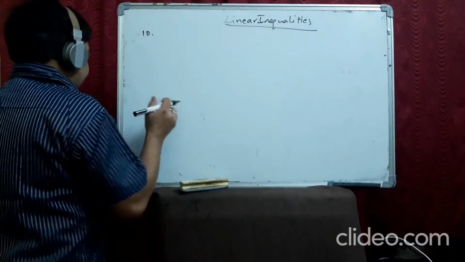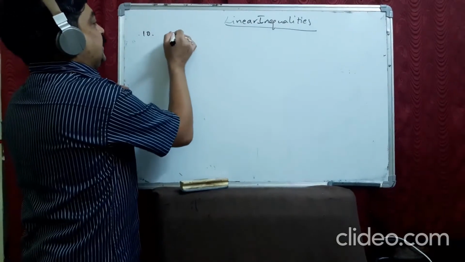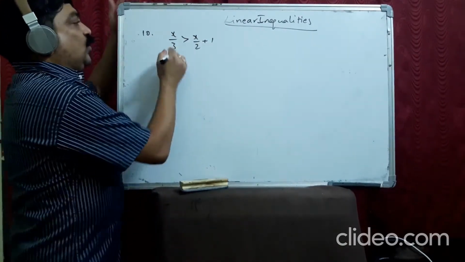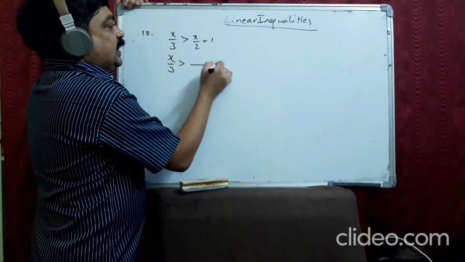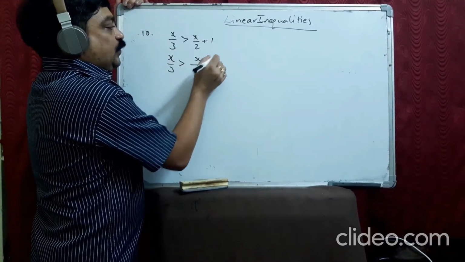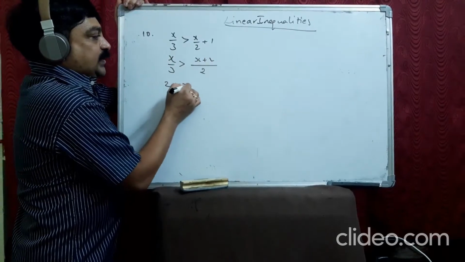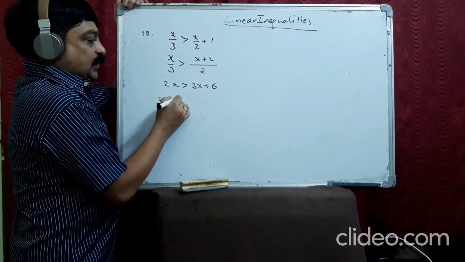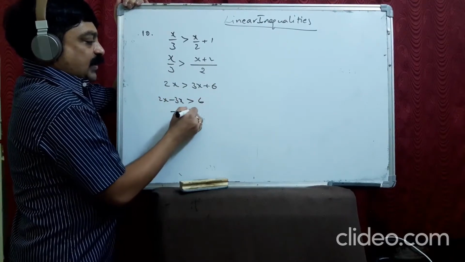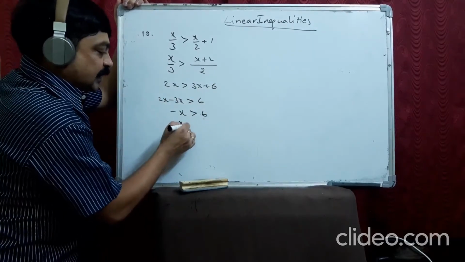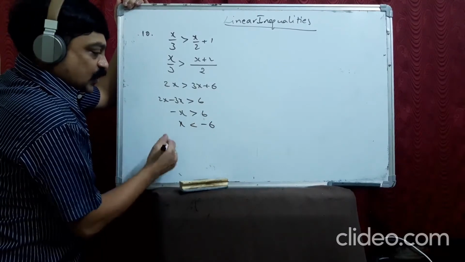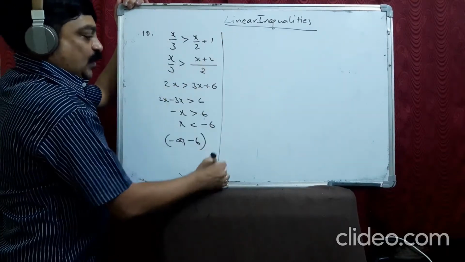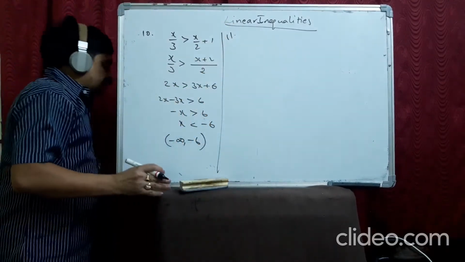Now 10th question. They given x by 3 is greater than x by 2 plus 1. Now x by 3 is greater than, take LCM here, 2x plus 2. Now cross multiply. 2x is greater than 3x plus 6. Now bring x to one side. 2x minus 3x greater than 6. Minus x is greater than 6. Multiply with minus. x is less than minus 6. So it becomes minus infinity to minus 6. Open interval. Okay.